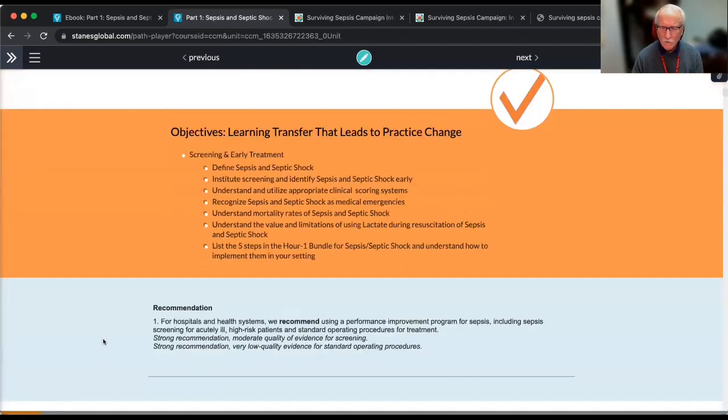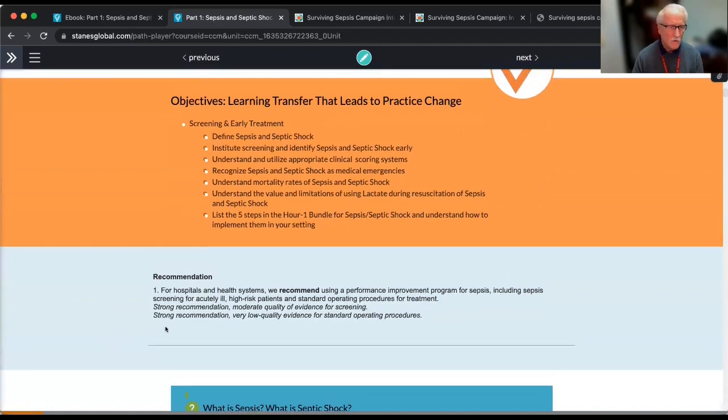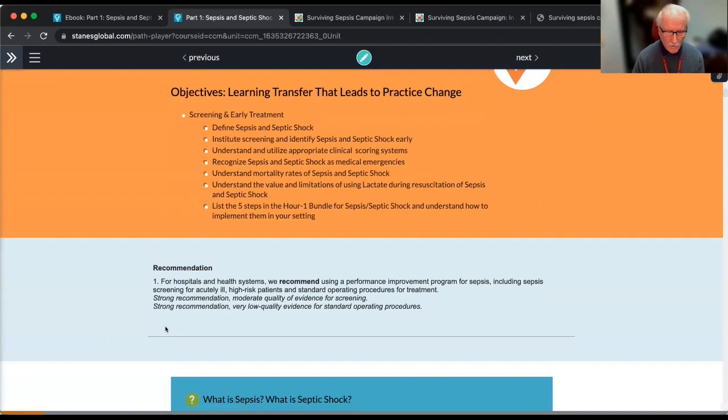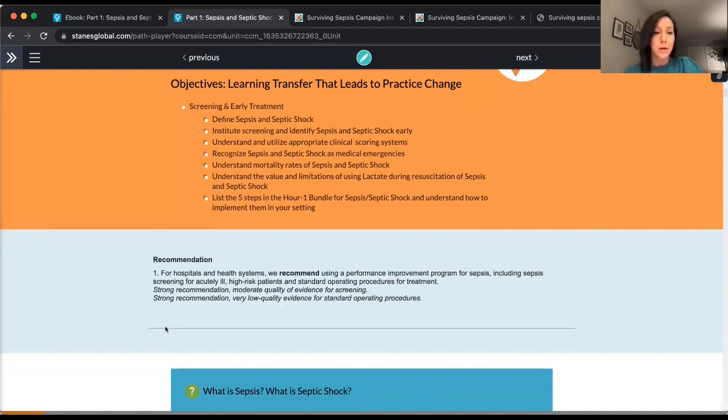I'm going to go ahead and just read the very first recommendation from the guidelines. And it basically states that for hospitals and health systems, we use performance improvement programs for sepsis and septic shock. So we need to screen for these patients and understand the standard operating procedures to get treatment to these patients. So no discussion there. We need to be looking for sepsis. Every hospital needs to be evaluating their own performance around taking care of sepsis and septic shock.